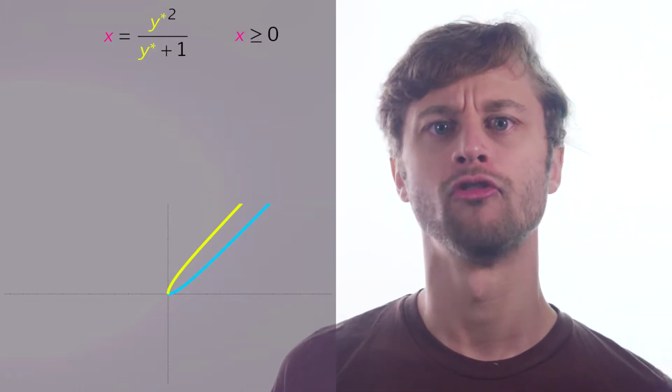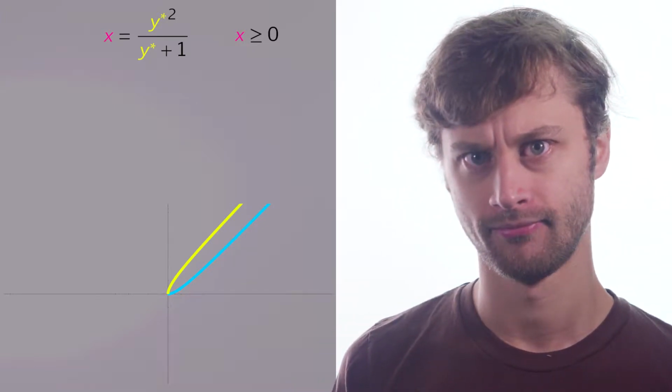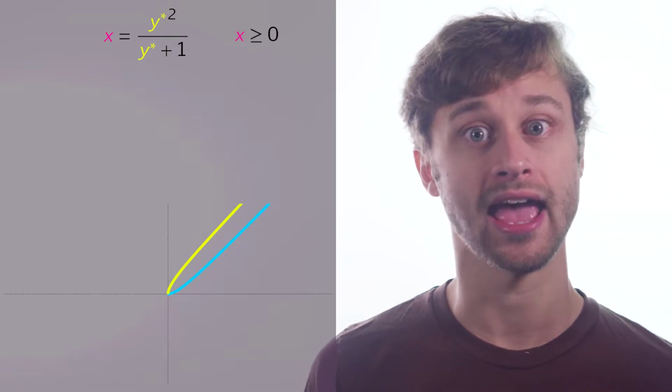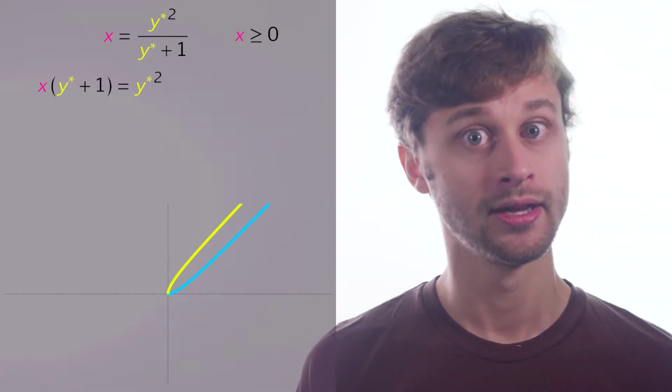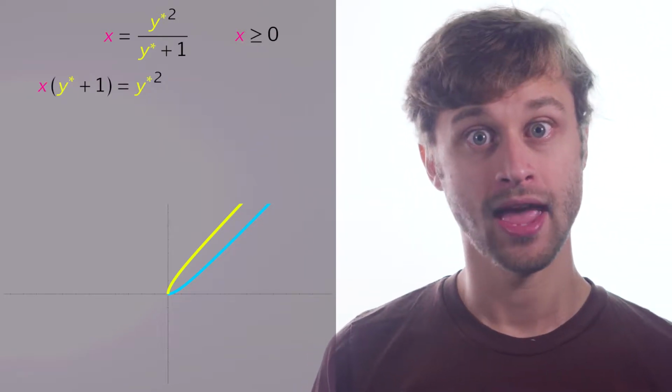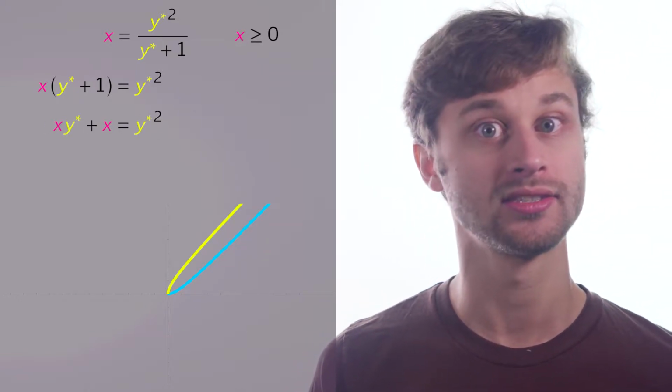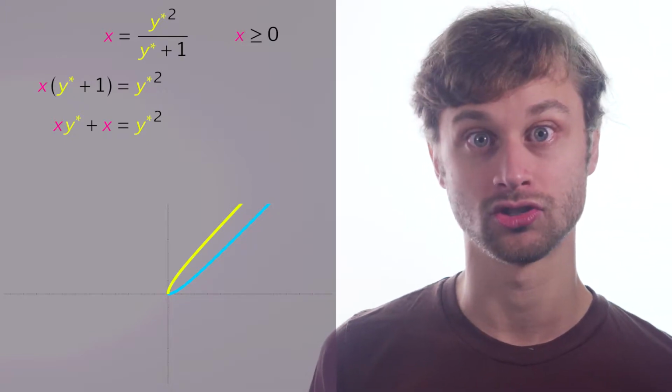I now have to solve for y star. How do I do that? Well, the first thing I could do is just cross multiply, so I get x times y star plus 1 is equal to y star squared. And then I can distribute that x, so x times y star plus x is equal to y star squared.